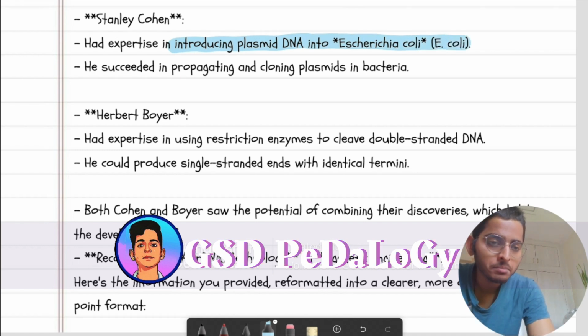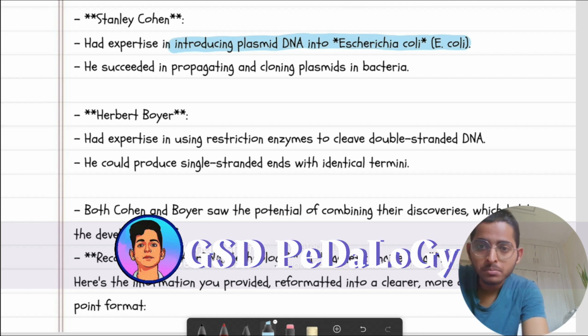Escherichia coli is a bacteria which multiplies very fast. If I remember correctly, it multiplies in 20 minutes. So in 20 minutes, it is actually able to reproduce. And Stanley Cohen had this expertise, this proficiency. He was an adept in introducing plasmid DNA into the host.